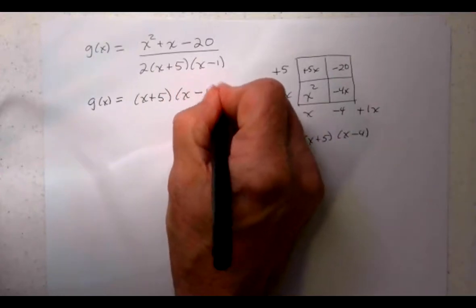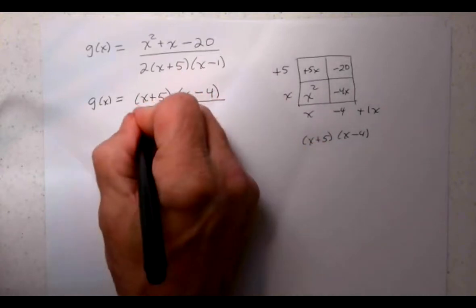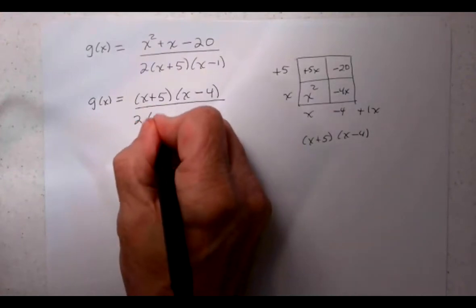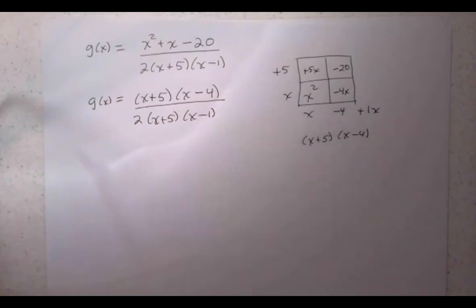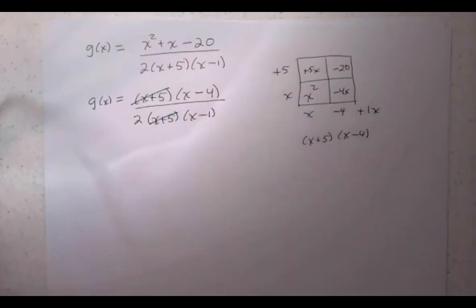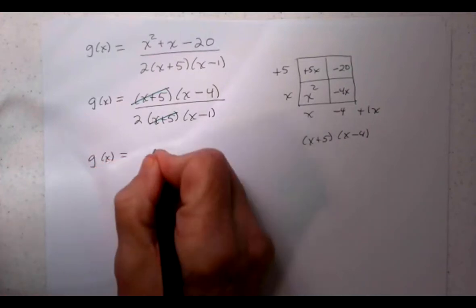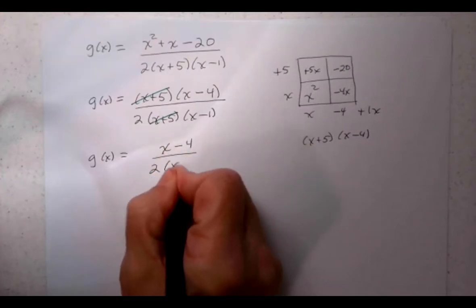So upstairs we have x plus 5 times x minus 4. Downstairs we have 2 times x plus 5 times x minus 1. And we notice what happens here. We notice that the x plus 5s divide out. But again, still negative 5 not in the domain. But now what I have is g of x is x minus 4 over 2 times x minus 1.